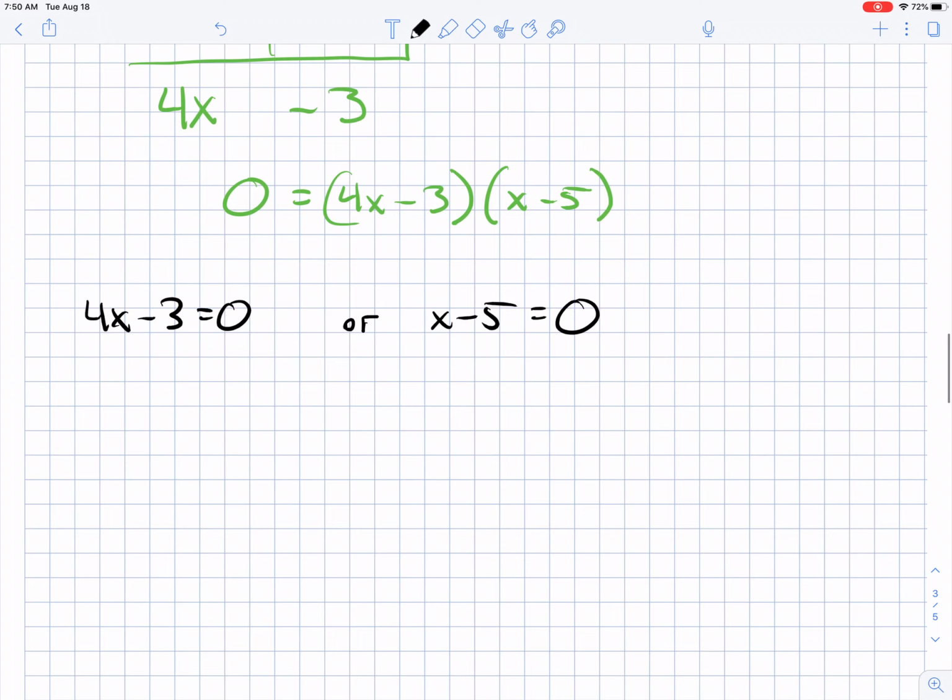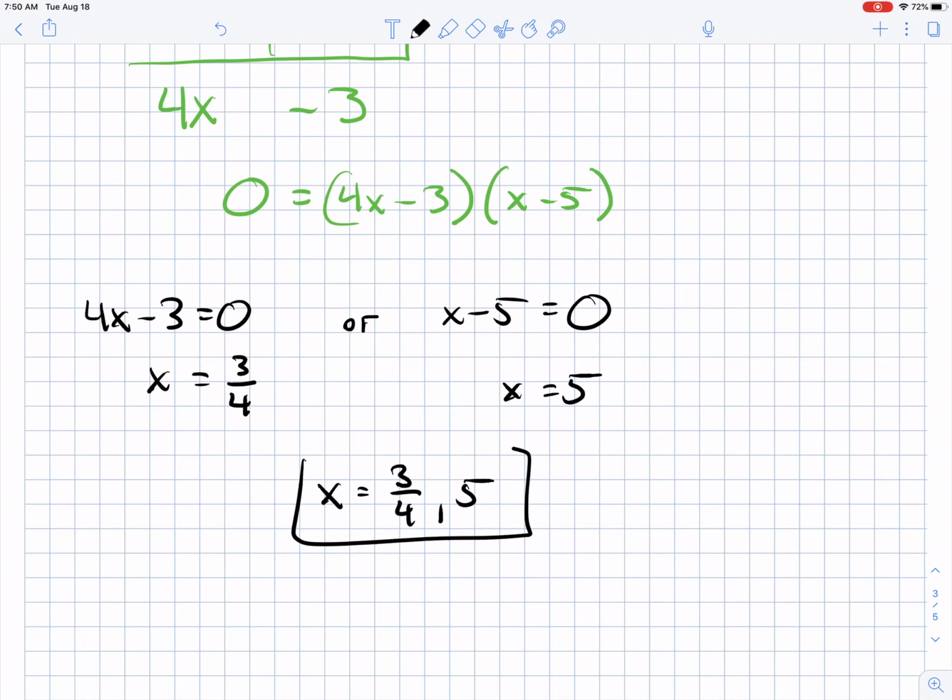Okay, if we solve each one, add 3 and divide by 4, x equals 3 divided by 4. Add 5 to both sides, and we're going to get x equals 5. So our claim is that x equals 3 by 4 or 5, but we're actually not done at this point. We actually need to check.